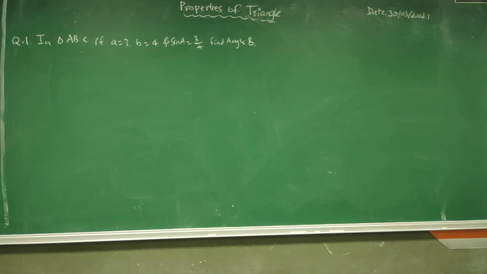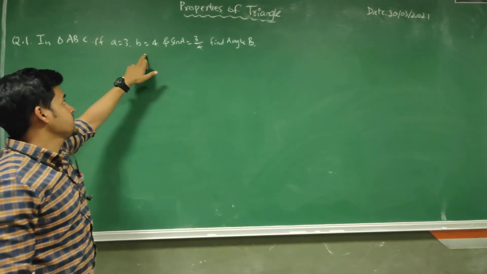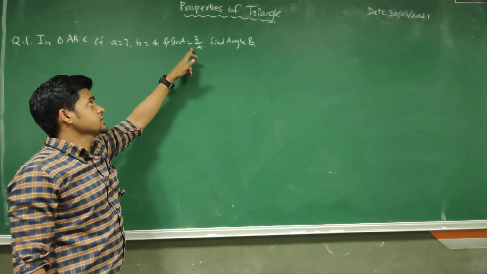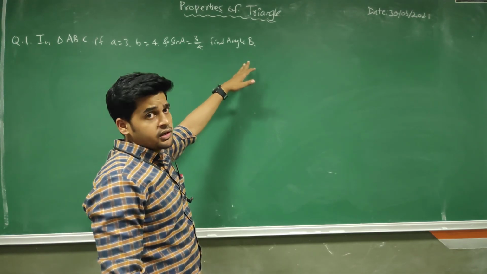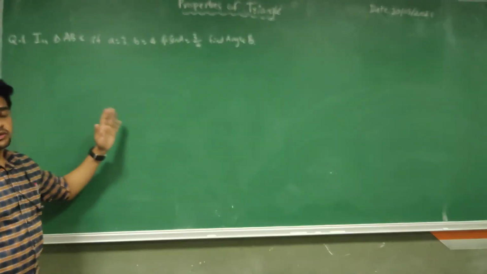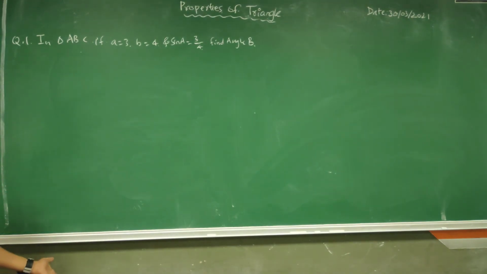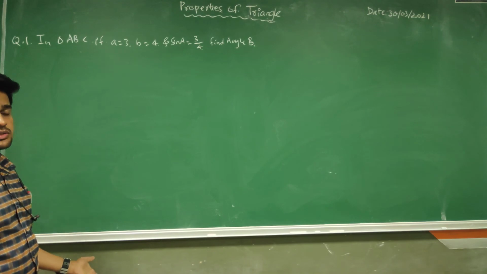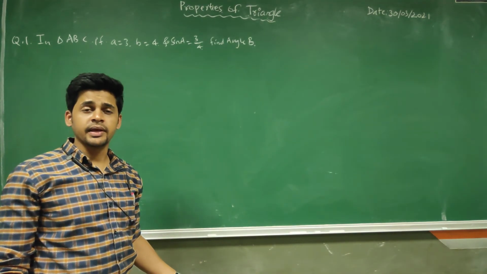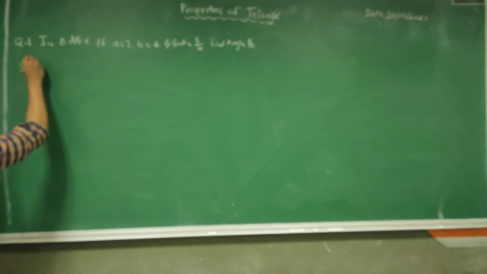So we have the first question. Just look at the question. In triangle ABC, if A is equal to 3, B is equal to 4 and sin A is equal to 3 by 4, find the angle B. So here we can know what we are going to use. Here sin A is given, so we are going to apply the sine rule, and if cos is given, we are going to apply the cosine rule.